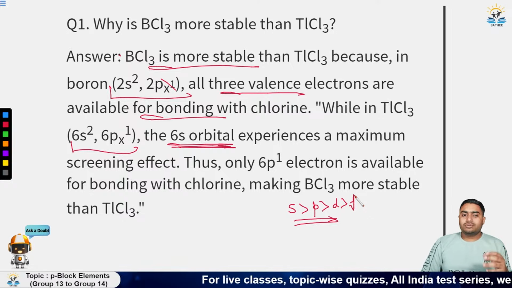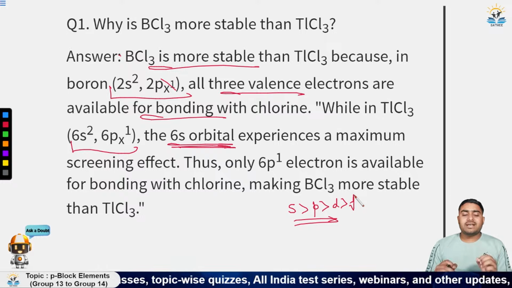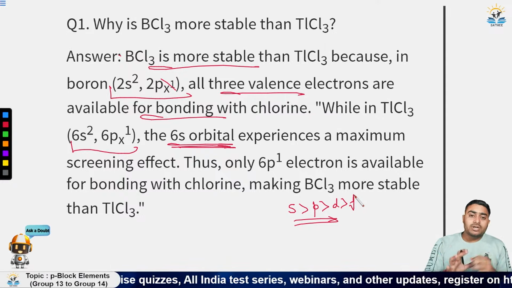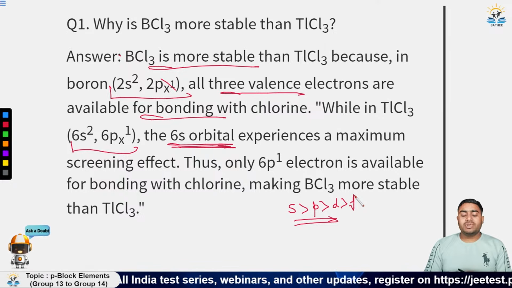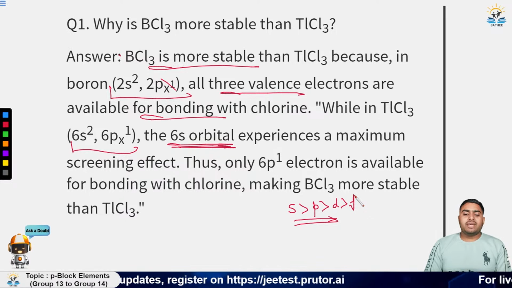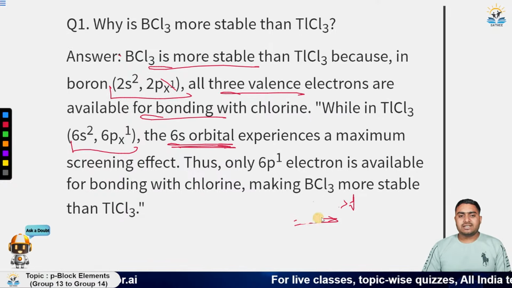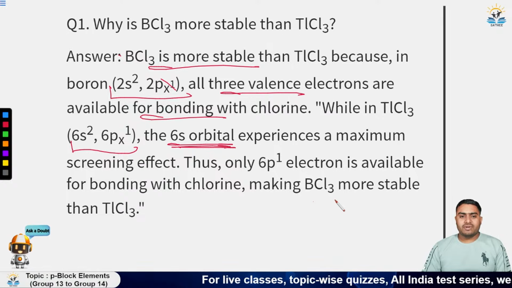So because they have less screening and less shielding effect, the 6s orbital experiences a maximum screening effect. Thus only the 6p one electron is available for bonding with chlorine, making BCl3 more stable than TlCl3. So that is the reason behind this question. I hope you are very much clear.